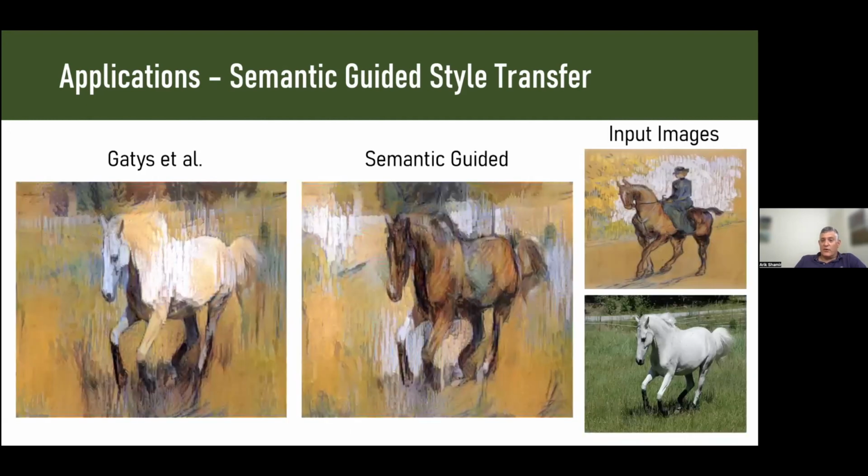Similarly, here you can see the horse, right? So you have an image of a brown horse and a photograph of a white horse. If you just use style transfer without semantic knowledge, you get a white horse. And if you do use it, you get brown horses.